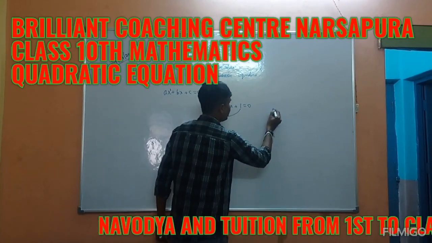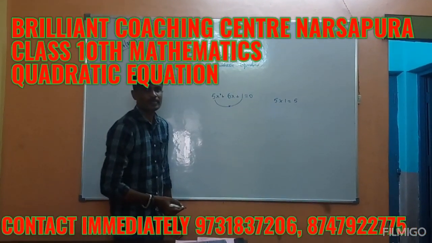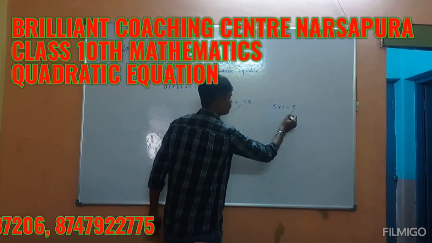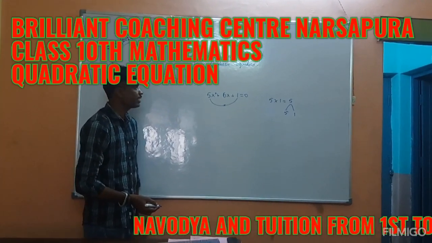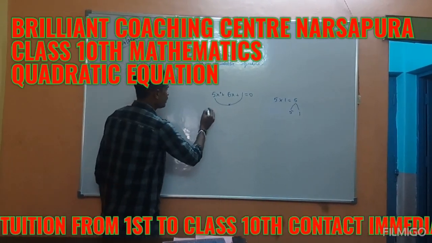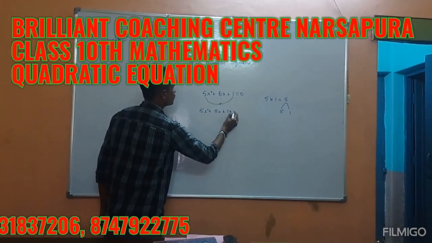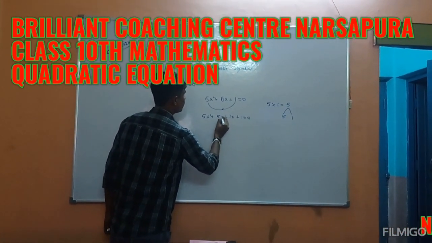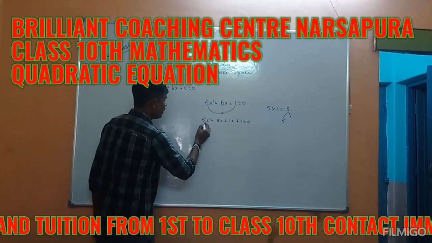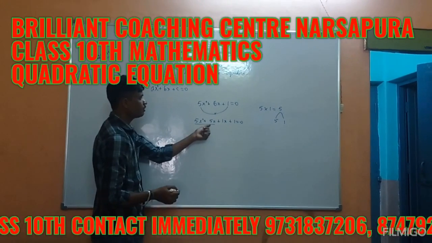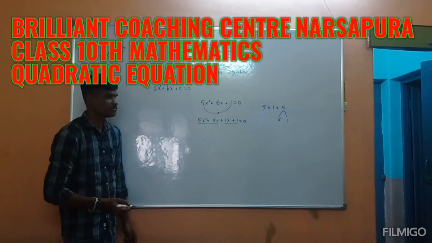If we multiply these, 5 into 1 is equal to 5, and we take the factors of this, 5 into 1. Now in place of 6x we can write 5x square plus 5x plus 1x plus 1 is equal to 0. Now arrange and make the groups. 5x square plus 5x is one group and 1x plus 1 is another group.